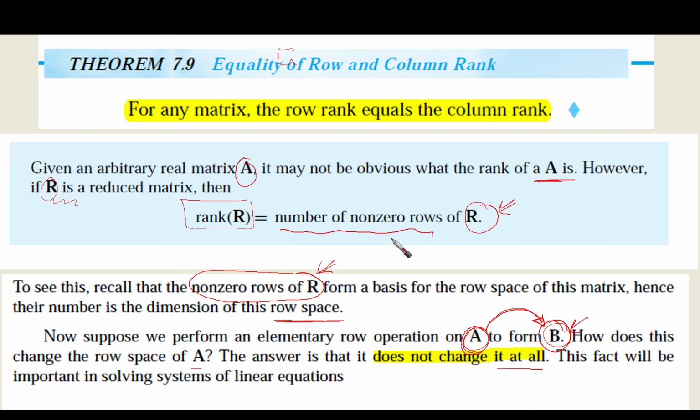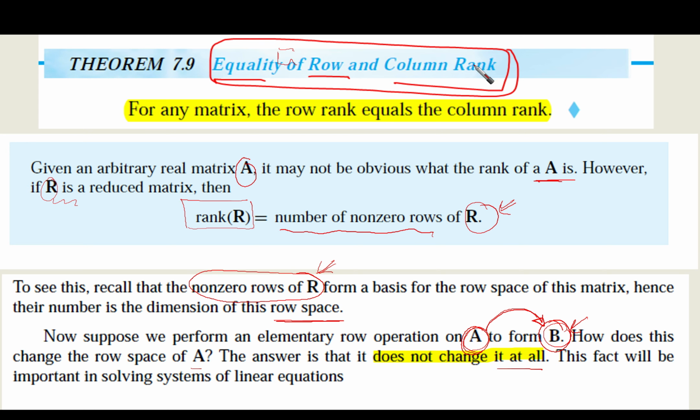Okay? And we are going to put it as a theorem here. We call it equality of row and column rank. For any matrix, the row rank equals the column rank. For any matrix. Okay, so that's an important issue.